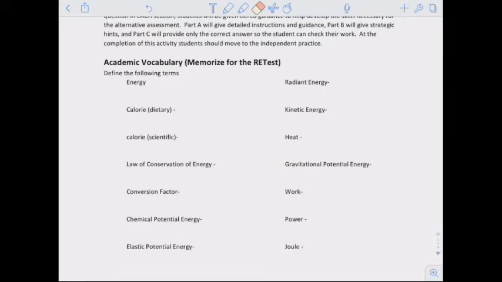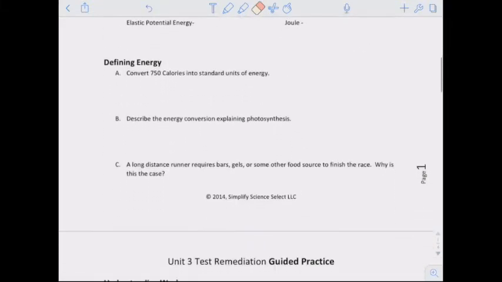Heat is the energy of the particles that are moving. Gravitational potential energy is the energy of our position on Earth. So if we're really, really high, we have a high gravitational potential energy. Work. Work is a product of our force times distance. Power. Our power is a product of our work over time. And joules. Our joules is the measure of the amount of energy.